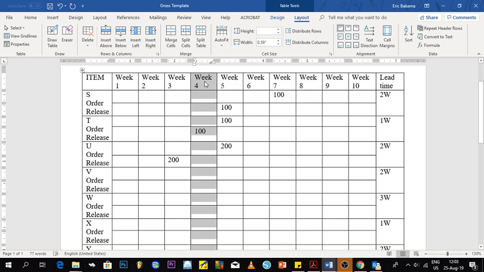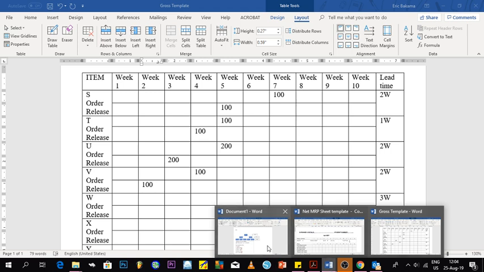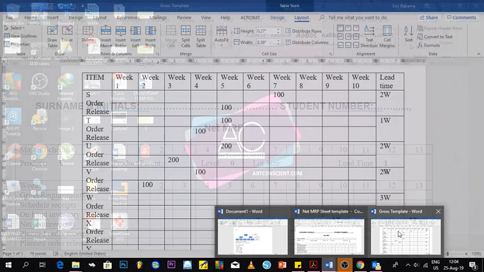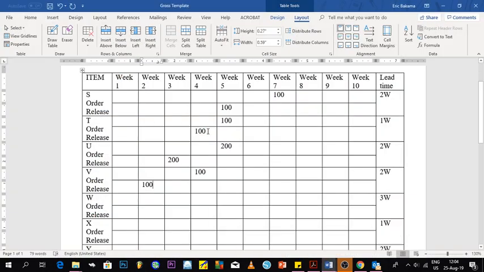So we go back to our table, we look at V. V is coming from T, so we look at T. T is here, and it needs to be released in week 4. So we look at week 4. That's when we will put V, which is 100 times 1. It's still 100. Then it's 2 weeks backward. We go back the first week and the second, and our V needs to be released by week 2. Then that's it about V.